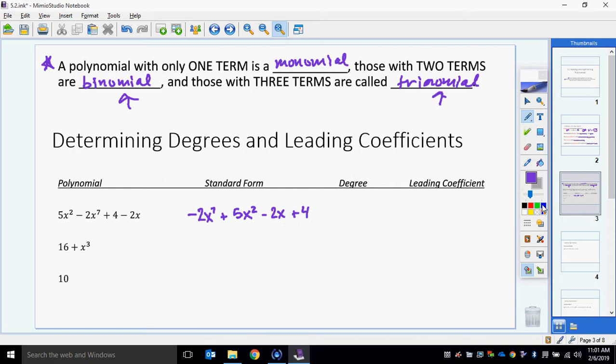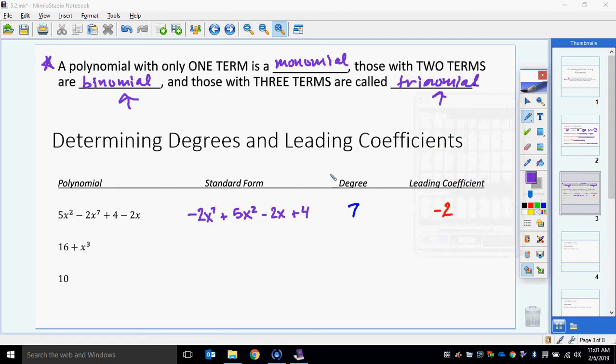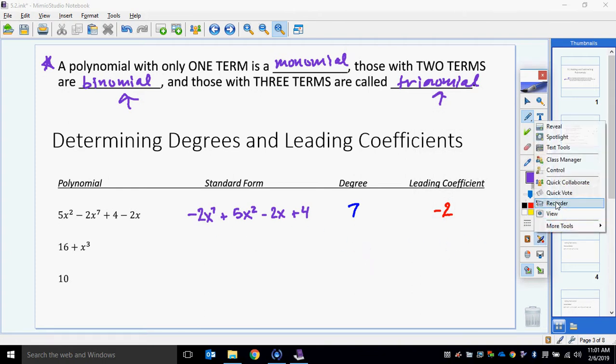Now let's pick out the degree. Remember, the degree is the highest exponent, so the degree on this polynomial would be 7. The leading coefficient is the number in front of that highest exponent. It's the coefficient in front in our standard form, so that leading coefficient is -2. Okay, I'd like you to try the second one, 16 plus x cubed. Put it in standard form, find the degree and the leading coefficient.